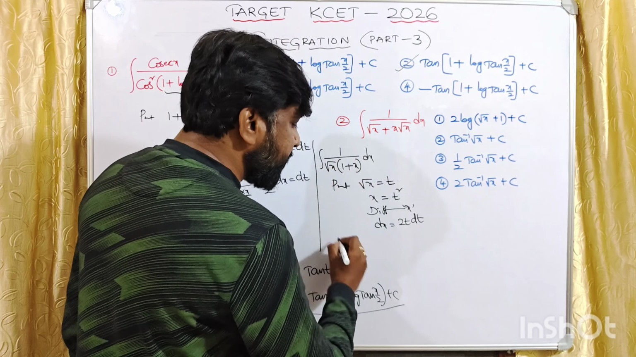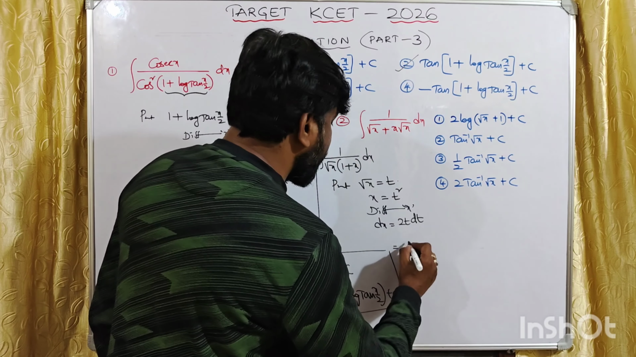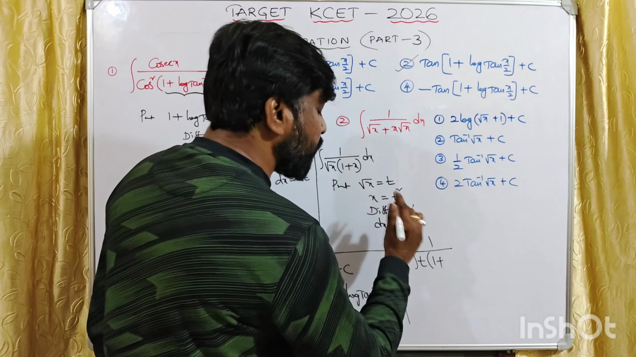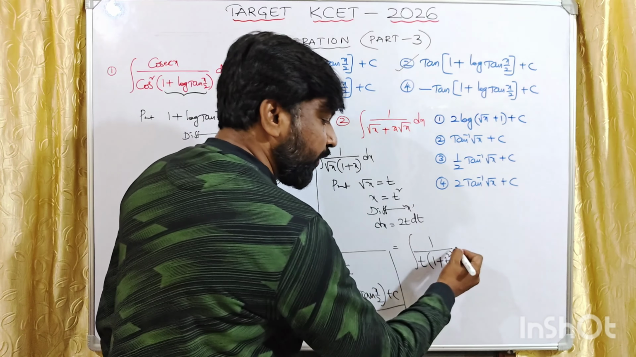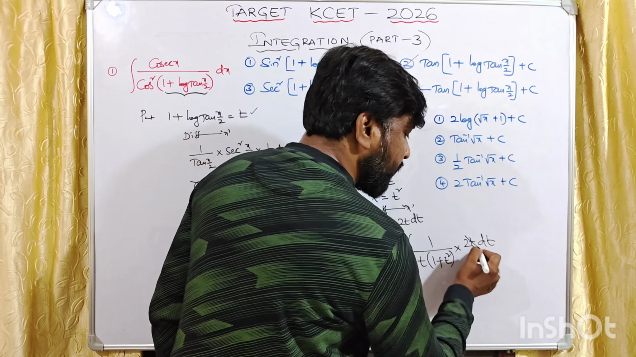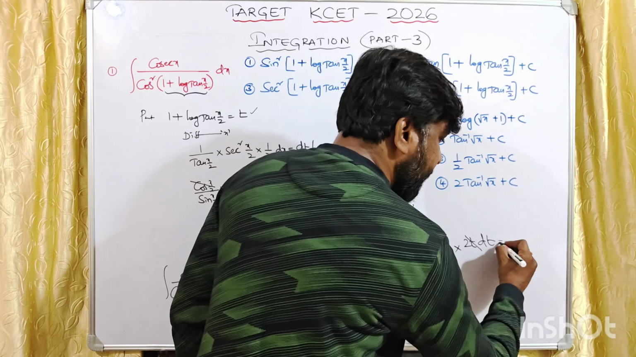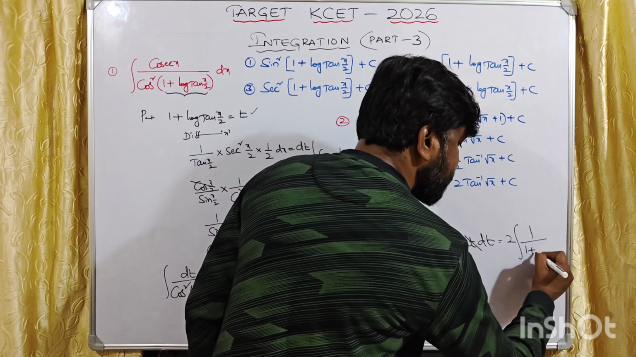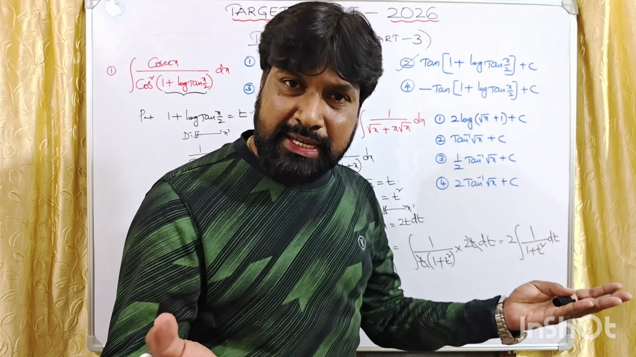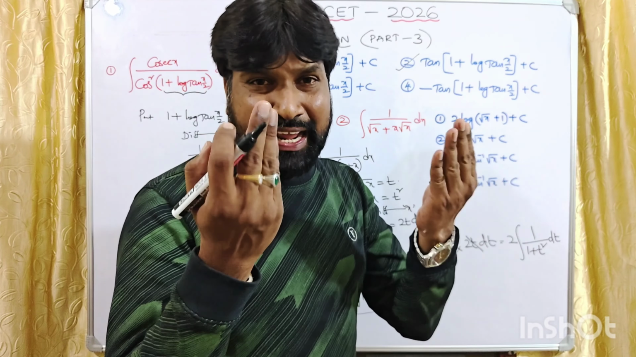So this problem can be changed as integral 1 by root x, which we are calling as t, 1 plus x is nothing but t square, dx is nothing but 2t dt. So t and t get cancelled. 2 is a constant, keep it outside. 2 into integral 1 by 1 plus t square dt. Almost completed the sum. Integral 1 by 1 plus x square dx, everyone knows very well, is tan inverse x plus c.